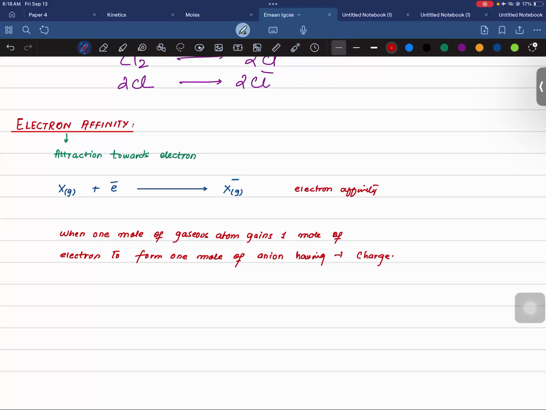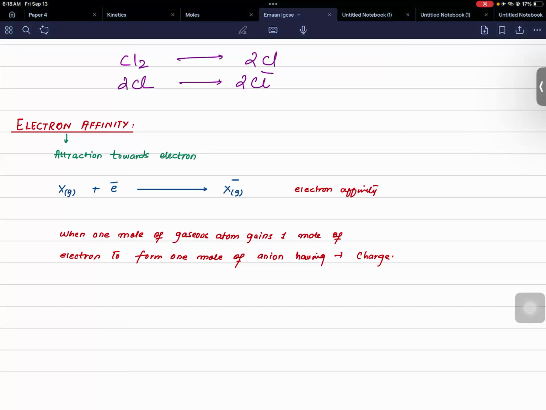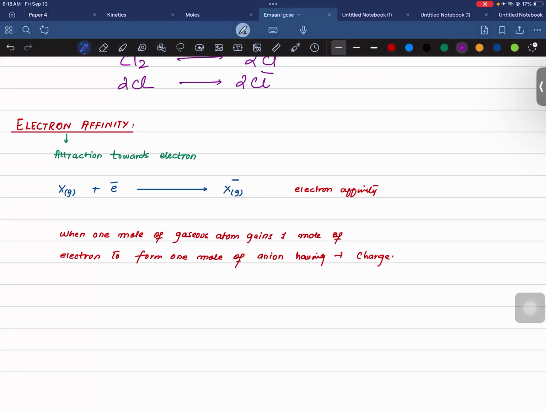So I told you that electron affinity is of both types. It may be exothermic and it may be endothermic. So remember, if I talk about oxygen, this is gas. It's going to gain electron and would be forming this, the first electron affinity, which is exothermic.